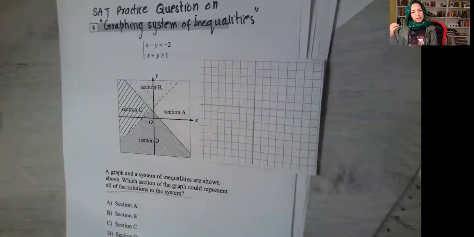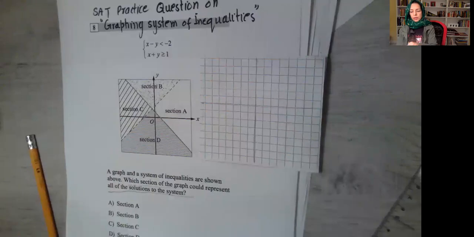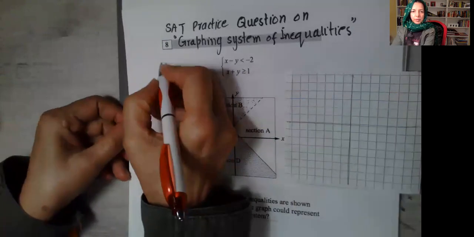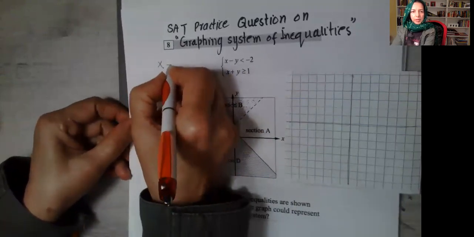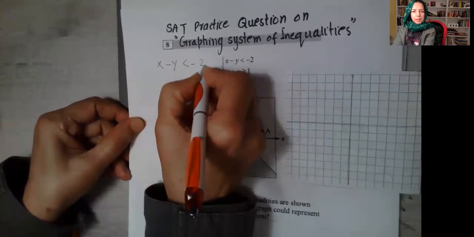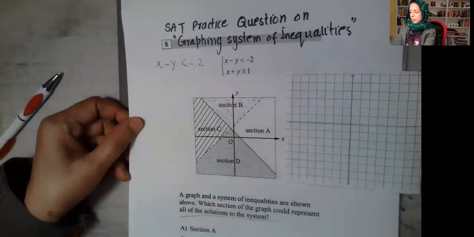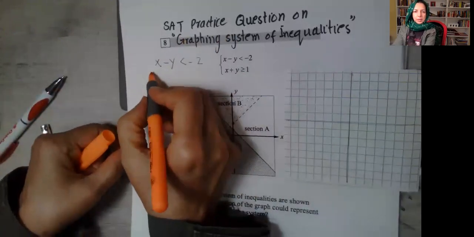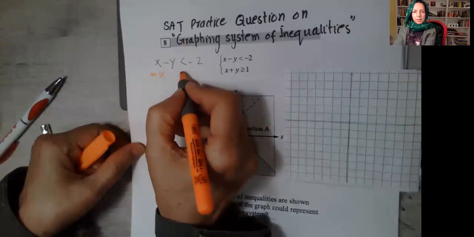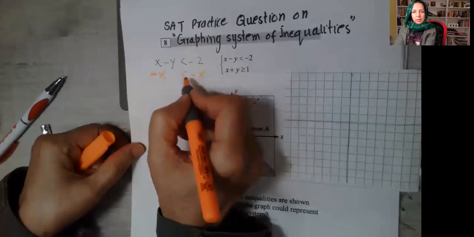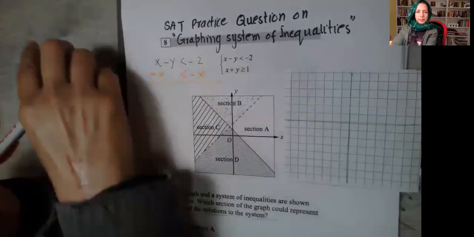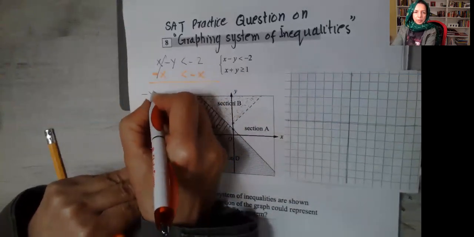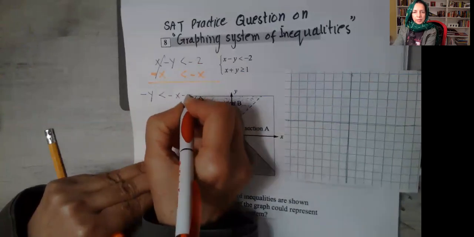When I start graphing it, I notice the inequalities are not given in slope-intercept form, which I should first convert into. So I'm going to rewrite my inequality and do the inverse step to convert them into slope-intercept form. So here, let's subtract x from both sides to bring it to the right, which is going to give us positive and negative cancel out. So you have negative y less than negative x minus 2.